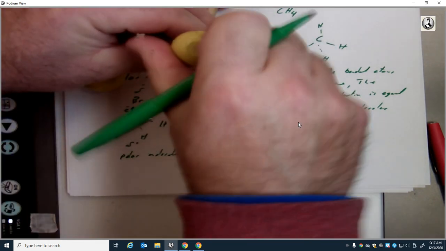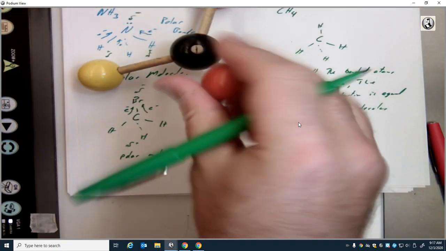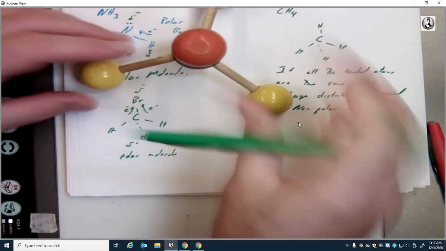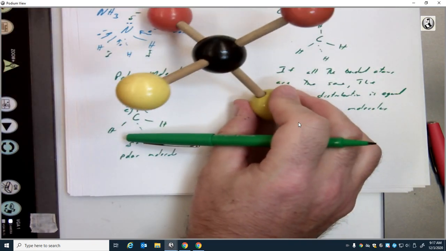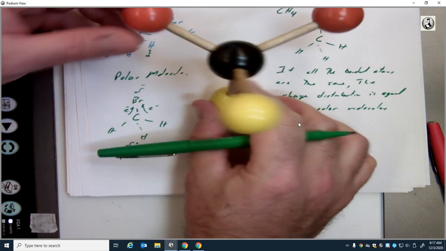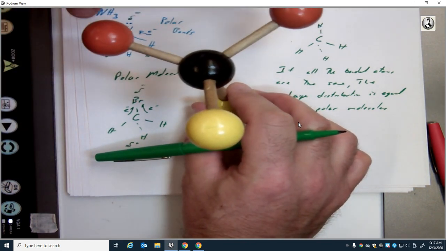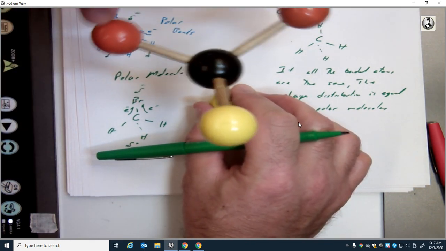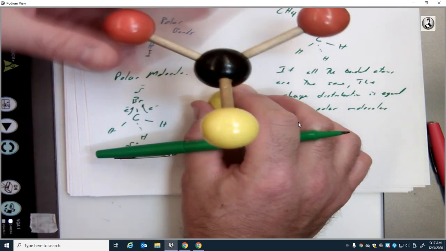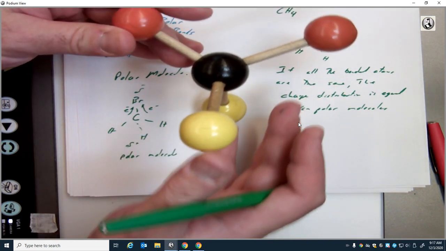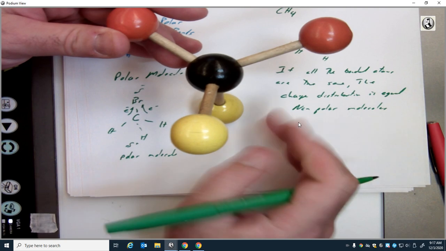So if I change another one of the hydrogens to a bromine, it's still polar. Because in this case, the electrons are going to be pulled up towards these guys. So this side of the molecule is slightly negative. This side is slightly positive. So this is still a polar molecule.